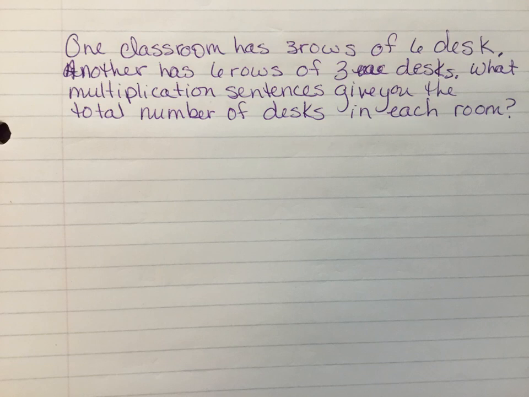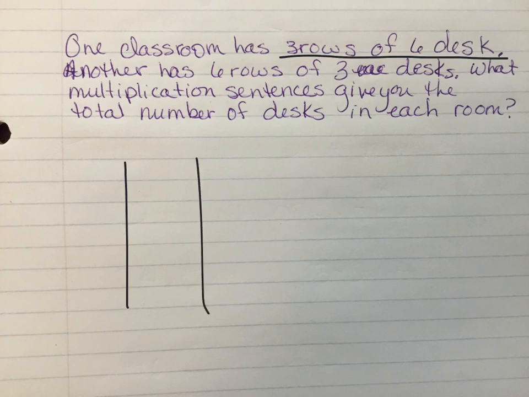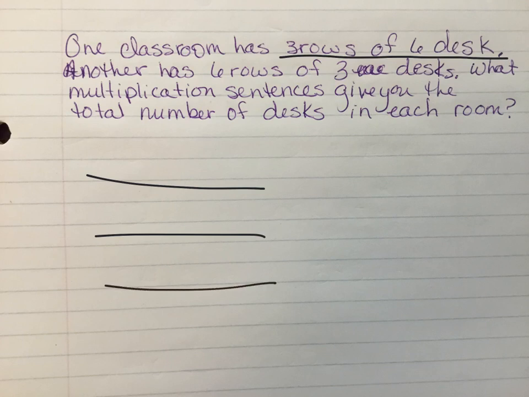Well, to solve this, we're going to go ahead and draw a picture. That's my very favorite way that we solve word problems like this. We're going to start with this first one. We want 3 rows. So our rows will go like this. Nope, those are columns. Let me just erase those. 3 rows. Our rows will go like this. And there's going to be 6 desks in each. 1, 2, 3, 4, 5, 6.